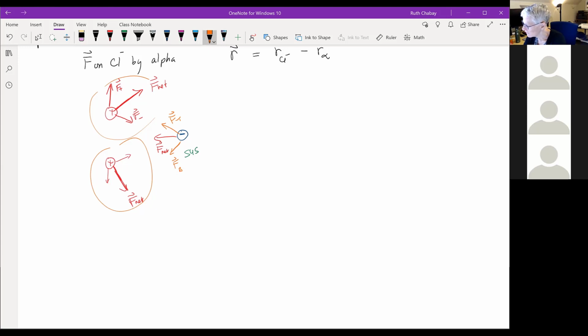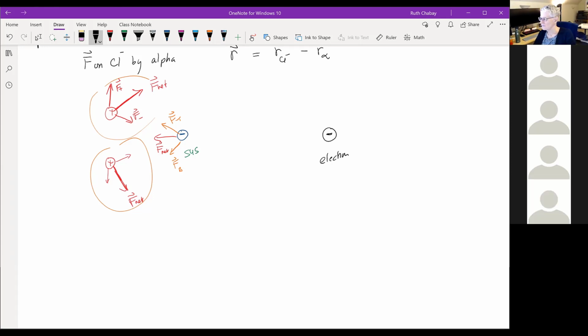Now, Michael raises an interesting question, which is, can a particle exert a force on itself? So here's an electron, and let's imagine this electron is in outer space, not near anything. Does it exert a force on itself? Well, what direction would it exert a force on itself in?